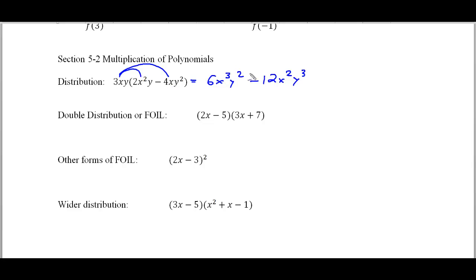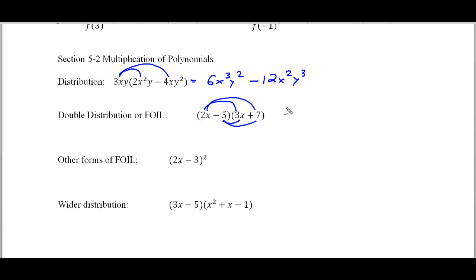This is 3 times negative 4 is negative 12. x and x make x squared, y and y squared make y cubed. When we get to double distribution, otherwise known as FOIL, we like to go first, outside, inside, last. And since this is a review of Math 101, I'm not going to go through the long and slow process of FOIL. Now, what I do have is other videos online, and please send me an email through the Keller Community College website if you want to see more of these, or just check my YouTube channel.